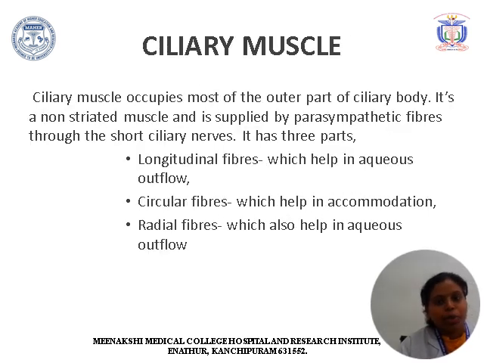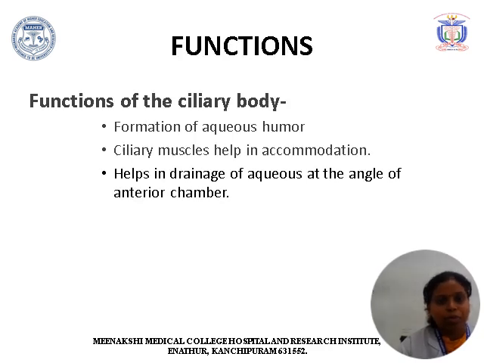Ciliary muscle, which is the important structure in the ciliary body, is a non-striated muscle supplied by parasympathetic fibers through short ciliary nerves. It has three parts: longitudinal fibers, circular fibers, and radial fibers. Longitudinal fibers help in aqueous outflow, circular fibers help in accommodation, and radial fibers also help in aqueous outflow.